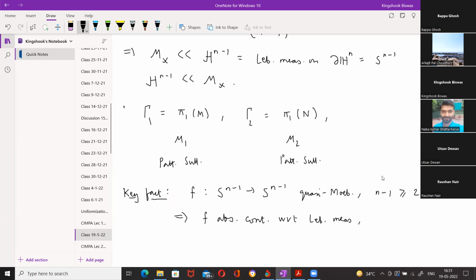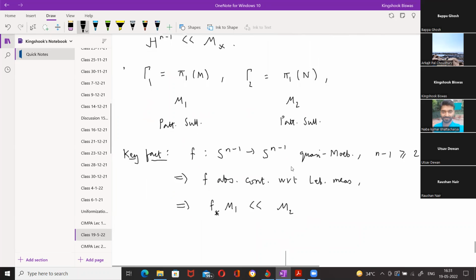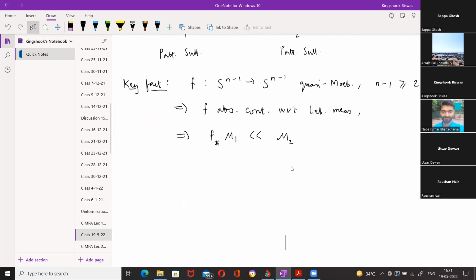Okay. So this is a fact. So this implies that f star mu 1 will be absolutely continuous with respect to mu 2, right? Because these are mutually absolutely continuous with respect to Lebesgue measure.